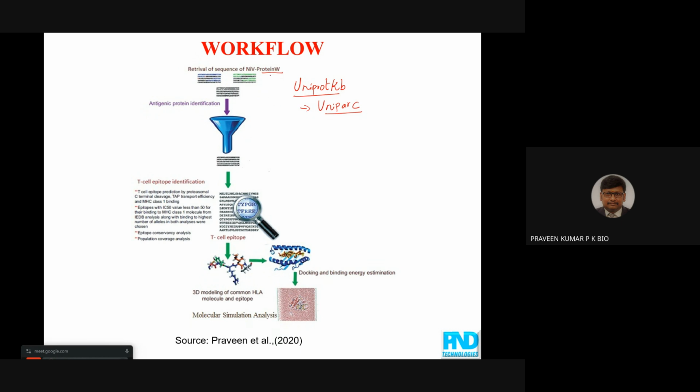So I've taken the Nipah virus protein W, and I just used a public domain website called IEDB. IEDB stands for Immune Epitope Database. So this is what we call IEDB.